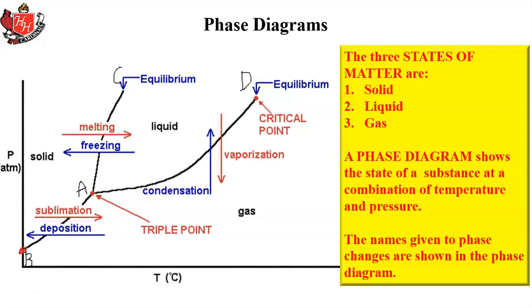A phase diagram shows the state of a substance at a combination of temperature and pressure. The names given to phase changes are shown in the phase diagram.